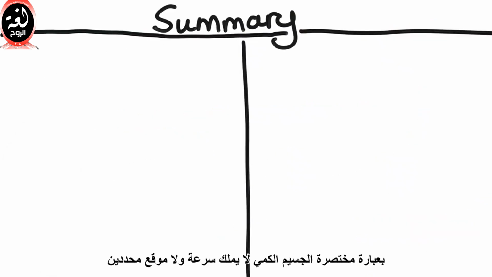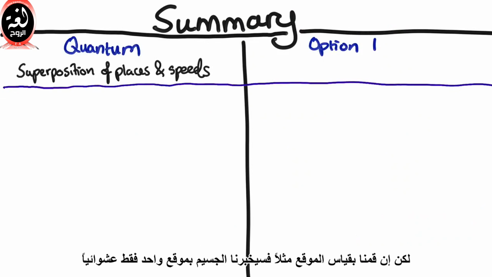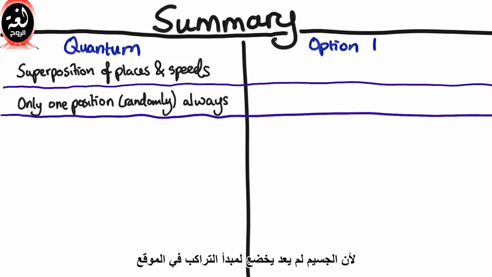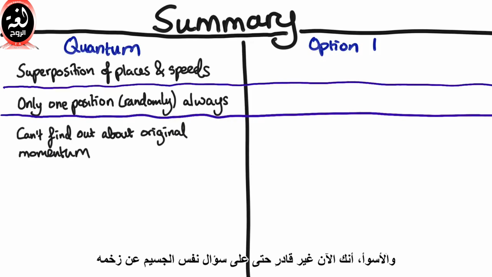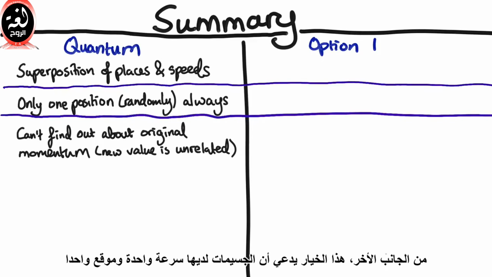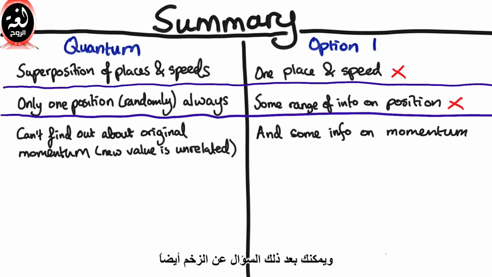So, in summary, the particle didn't have just one speed or position, but let's say you measure it, say its position, it would only tell you one of the places, and which one is random. Plus, you can't ask it again to get more information because it's no longer in a superposition of places. And worse, you can't ask the particle about its momentum now. The value you get is completely unrelated to the original superpositions of momentum. On the other hand, this option says that the particle really has one speed and one position, and that you can get some range of information about the particle's position, and that you can then go and ask about the momentum as well. What about the second option?